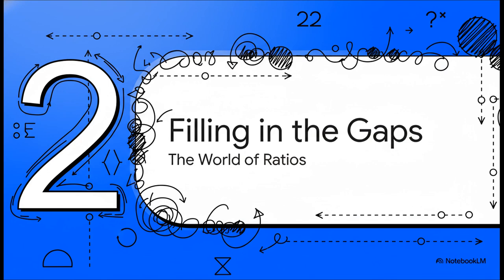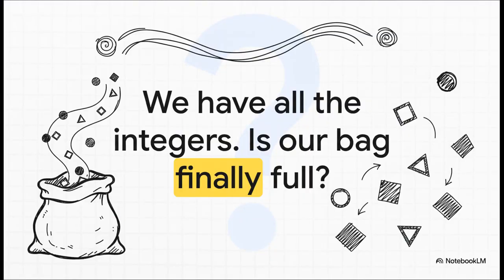So, we've walked in both directions. We've collected all the whole numbers, positive and negative. It feels like we've made some serious progress, but our journey is far, far from over. We've got to look a little closer at the line itself. And that brings us to the big question. We have all the integers from negative infinity all the way to positive infinity. It really seems like we should have everything, doesn't it? Is our bag finally full?